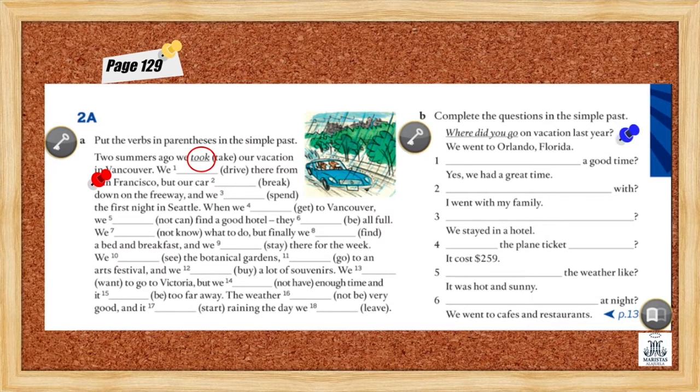Part B. Complete the questions in the simple past. Example: we went to Orlando, Florida. Orlando, Florida refers to a place, so you have to ask a question in accordance to the answer. So, where did you go on vacation last year? Please check your notebook to the form of the simple past tense in affirmative, negative, and questions.